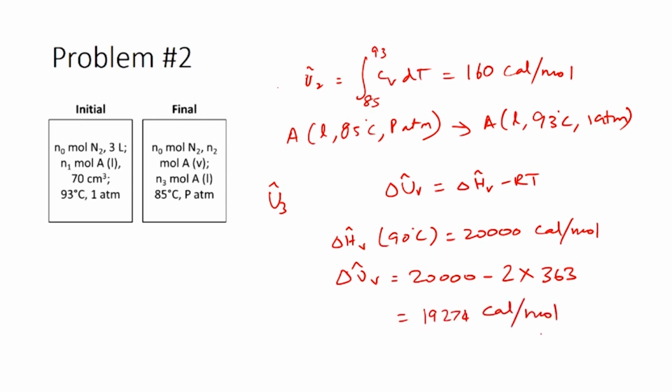calories per mole. To calculate the change in internal energy U cap 3, we would have to assume the process where component A goes from the reference state, which is liquid at 85 degrees Celsius, to A as vapor at 85 degrees Celsius. So, for this we would have to build a hypothetical path. We have only phase change happening, however, we do not know the change in internal energy or enthalpy for the phase change at 85 degrees Celsius. We know that only for 90 degrees Celsius. So, we need to build a hypothetical path where the phase change happens at 90 degrees Celsius.